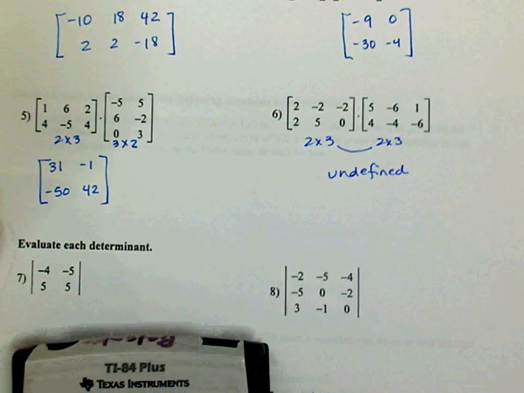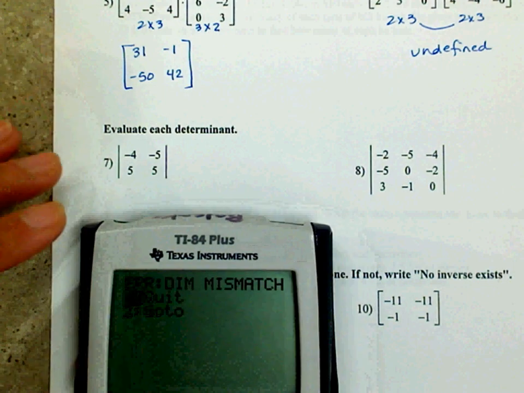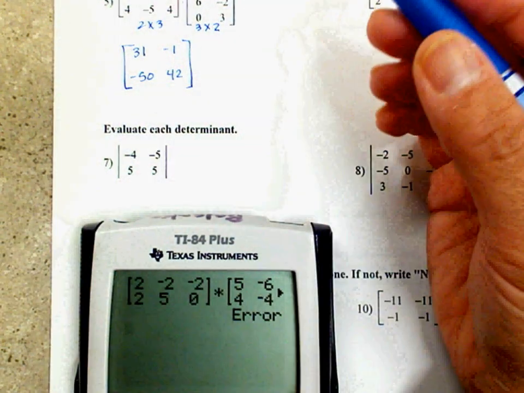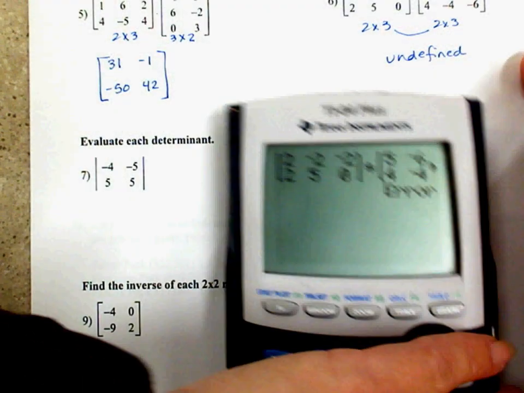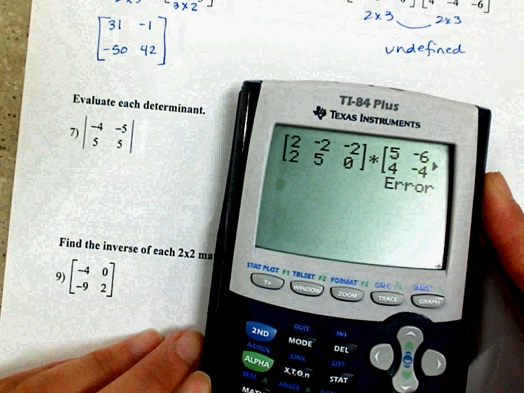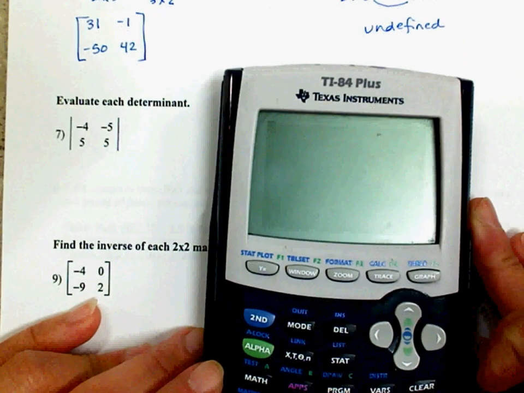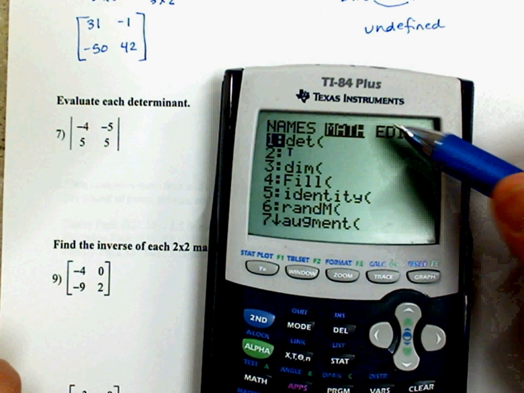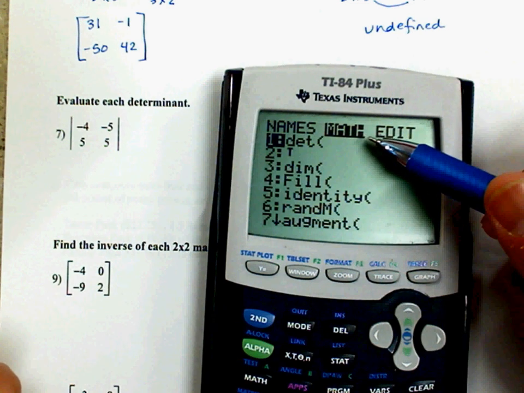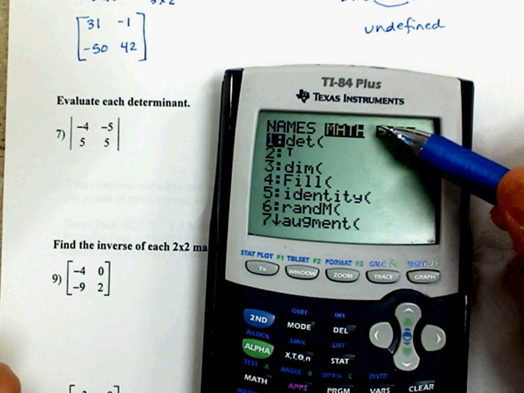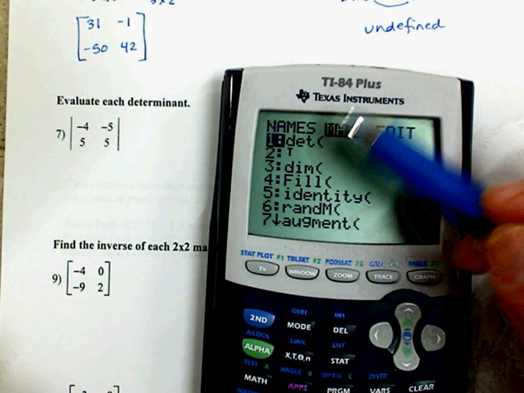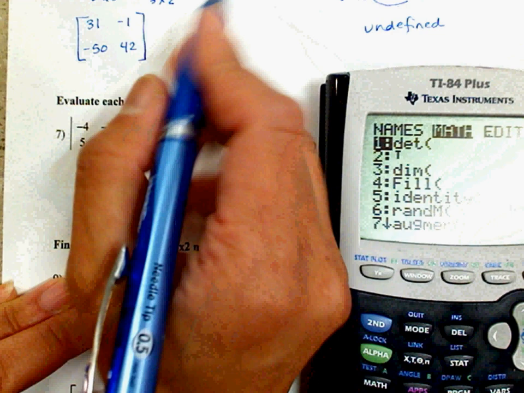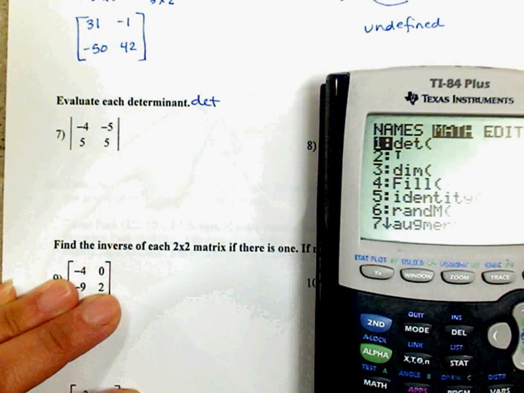Alright, now determinant. Okay, for your determinant, you can use your calculator or you can do the math. I'm just going to use straight calculator. Now hit second matrix, math. You see where it says math? Some of you may want to write your steps down. So second matrix, math. You see where it says DET? DET stands for determinant. So I'm going to push enter.